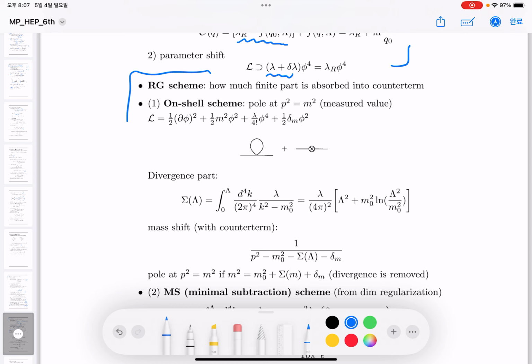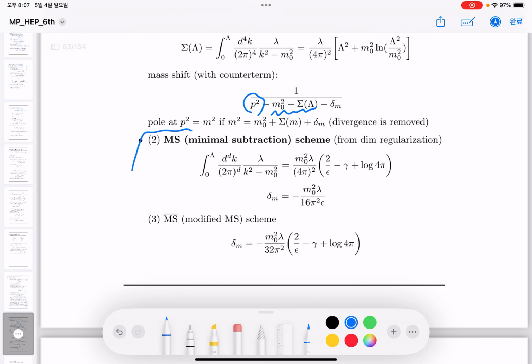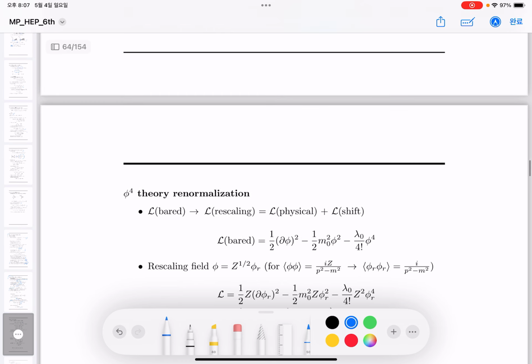The first one is the on-shell scheme, where the poles that appear at the momentum correspond to the pole mass, and in this case the p scale is exactly the same as the renormalized mass. But there is also the MS scheme, the minimal subtraction scheme for dimensional regularization, and in this case the dimensional regularization gives a 1/epsilon form, and the counterterm only removes such a 1/epsilon term. In the MS-bar scheme, the term like minus gamma plus log of 4 pi is also cancelled.